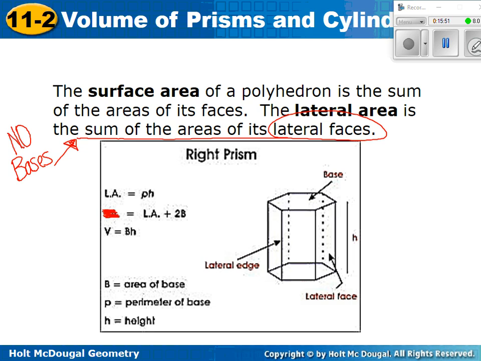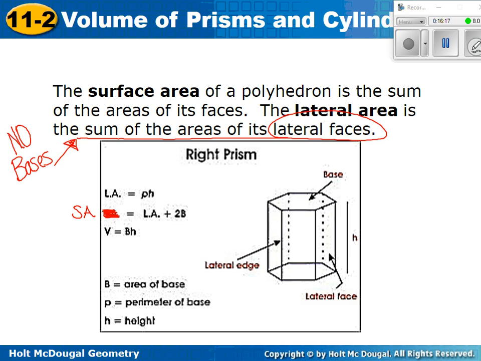Surface area is what we're going to change here. The book that I copied this from said TA for total area, but we're going to use SA for surface area. And our book, I think, only uses the letter S for surface area. So if you see S, just think that means surface area. The surface area is going to equal the lateral area plus the two bases, right?